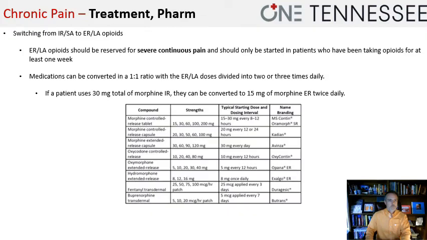Switching from an immediate release to an extended release opioid should be reserved for severe continuous pain and should only be started in patients who have been taking opioids for at least 1 week. Medications can be converted in a 1-to-1 ratio with the extended or long-acting doses divided typically twice daily. So for example, if a patient uses 30 milligrams total of morphine immediate release in a day, they can be converted to 15 milligrams of morphine extended release twice daily. And typically there would be a small amount of immediate release tablets prescribed for breakthrough pain episodes.